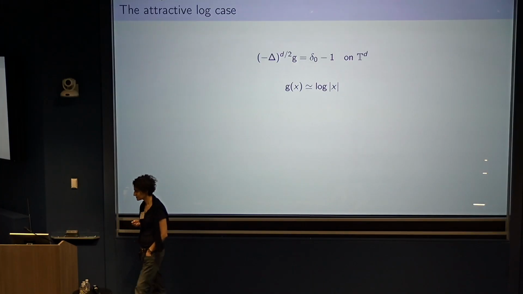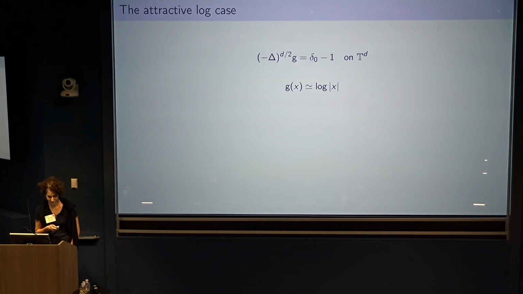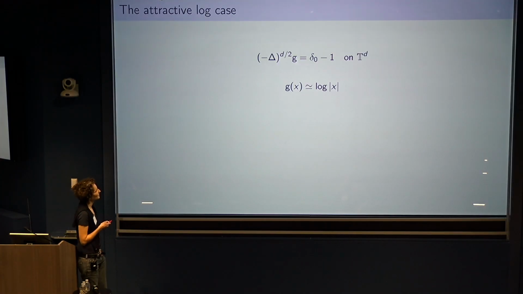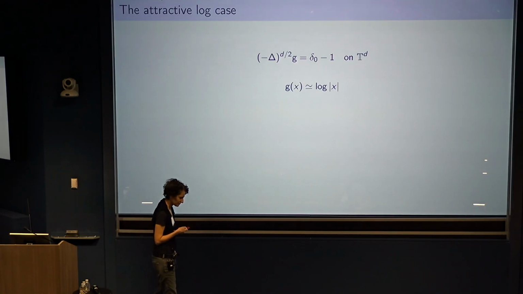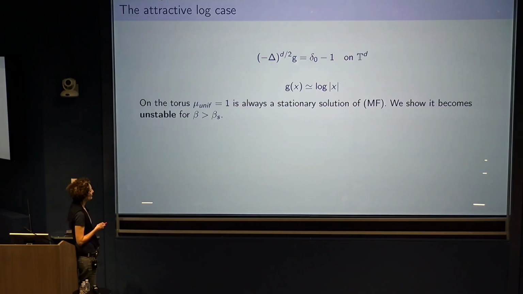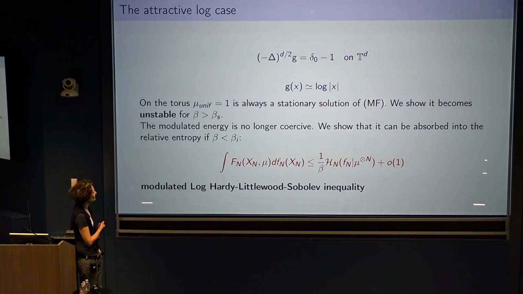I'll say just a word about the attractive log case, because that was also fun. We studied this problem that was first studied by Rosenzweig, Jabin, and Wang. That was one of their main motivations. You look at the torus because it's simpler, and you have to periodize the logarithmic interaction, so you solve instead this fractional Laplacian relation. That becomes the equivalent of the attractive log gas, but on the torus. Again, you have the uniform solution. It's always a stationary solution, but now you can see that it becomes unstable if your temperature is not large enough. So if beta is not small, above beta S, mu unif can become unstable.